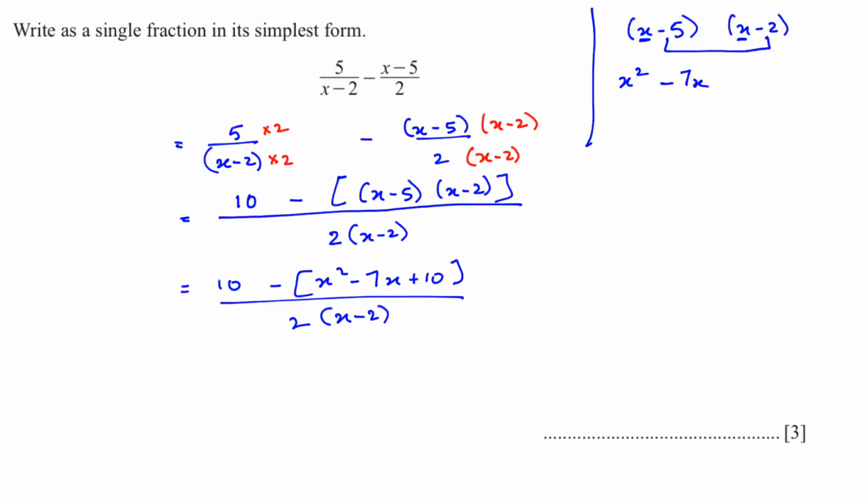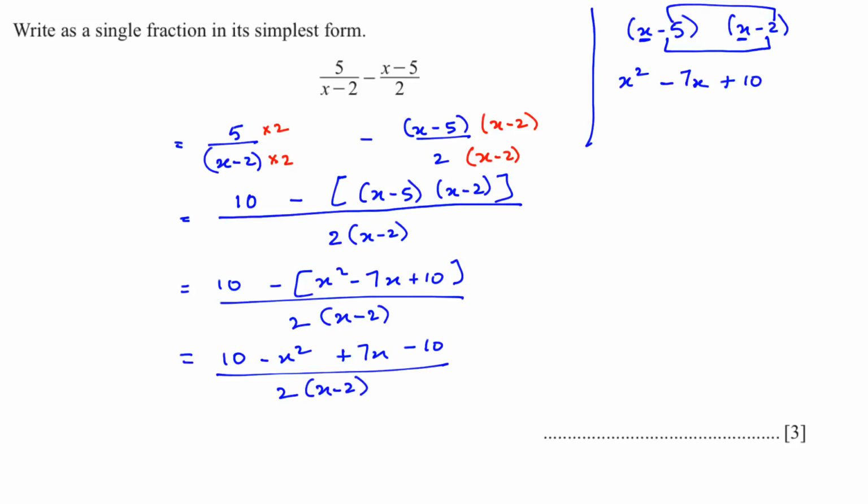Put an x next to it. And then you multiply these two numbers, negative 5 multiplied by negative 2, positive 10. So this is a faster way of getting the expansion. Now we'll open the bracket up here. 10 minus x squared plus 7x minus 10 over 2x minus 2.